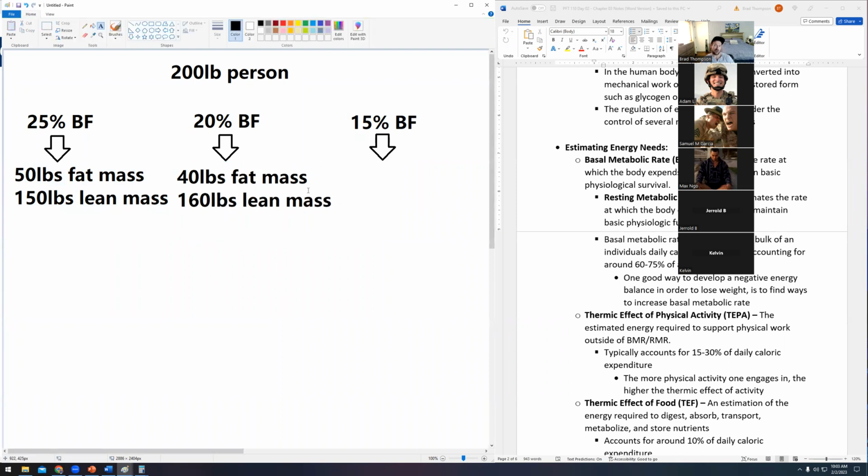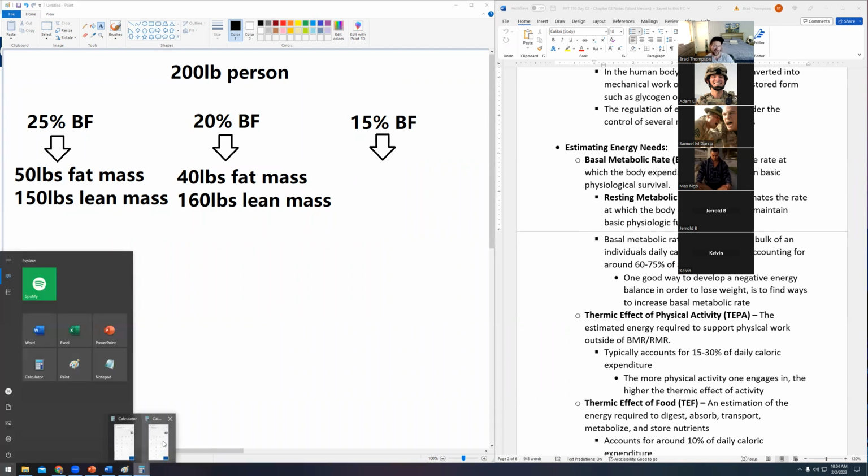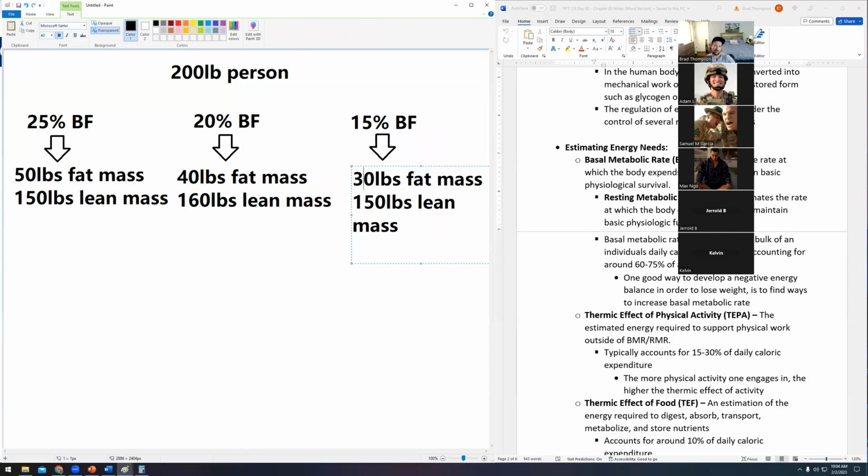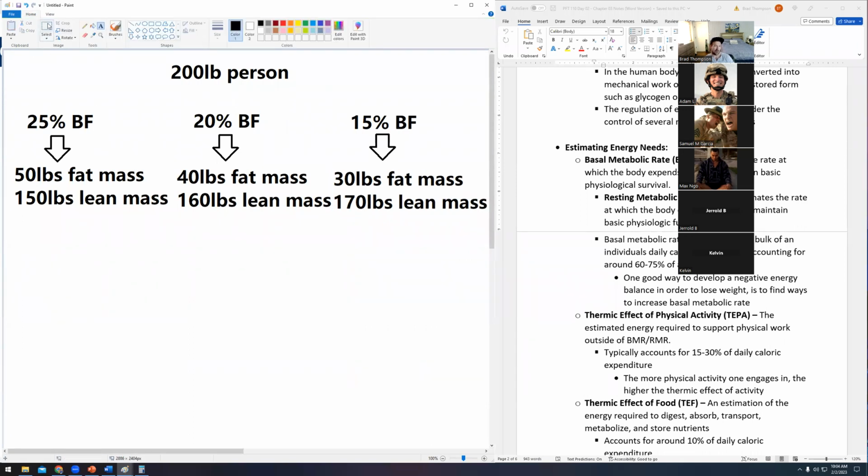And in scenario 3, I did not give myself enough room. I used too big a text, as I always do. That's 200 times 0.15, 30 pounds of fat mass, which means 170 pounds of lean mass. That's a pretty darn lean individual there.